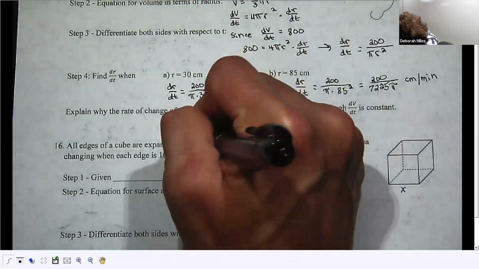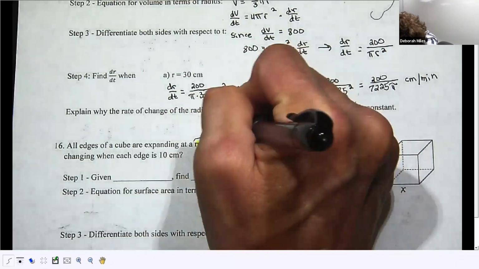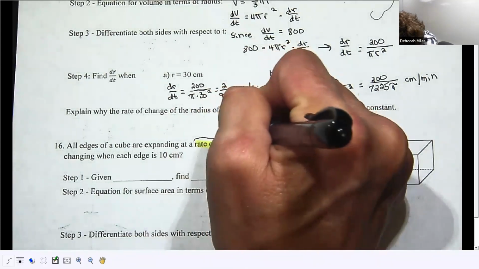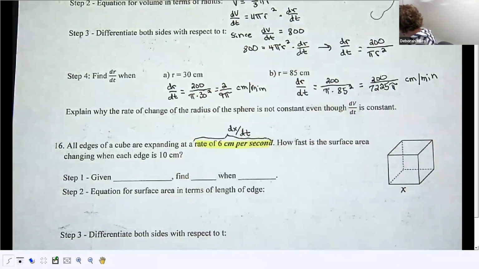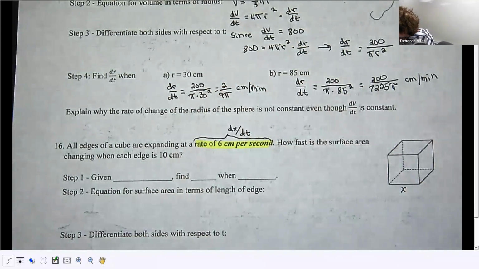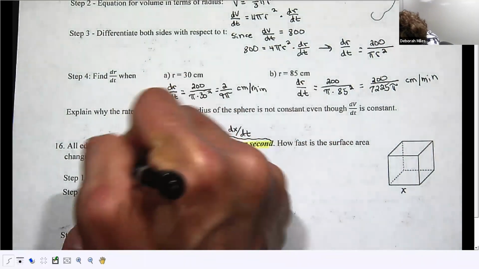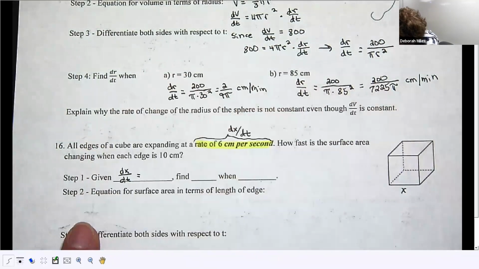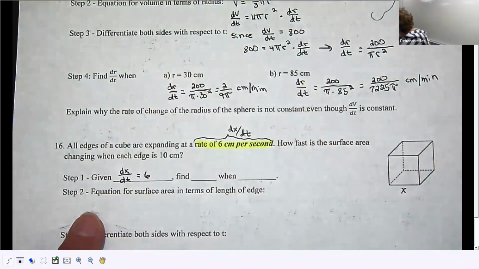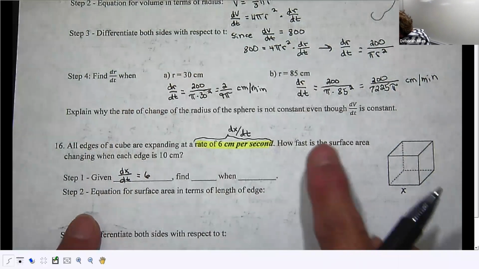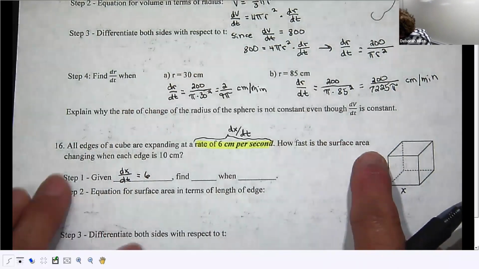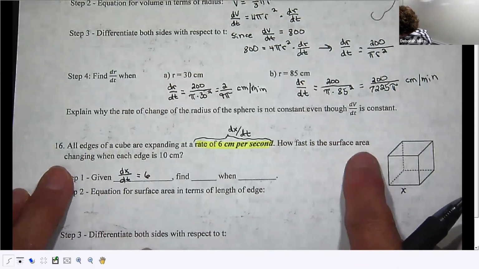That's dx over dt. So we're given that dx over dt is a constant 6 centimeters per second. Find how fast the surface area is changing. What symbol do you think we'll use for surface area?